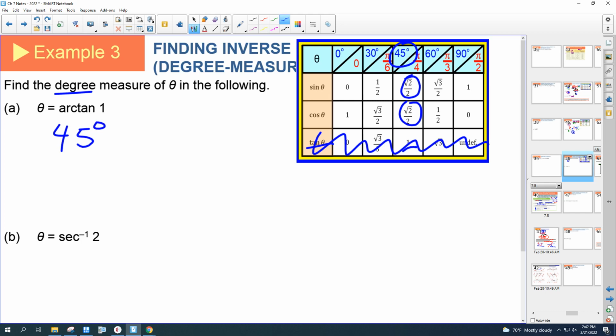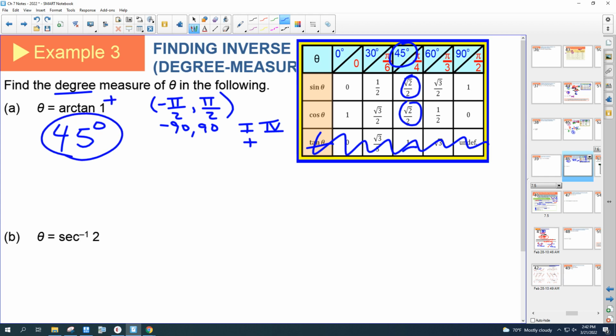All right, inverse tangent is defined from negative pi over 2 to positive pi over 2, or since we're in degrees, we can say from negative 90 to positive 90. But we know it's defined in quadrants 1 and 4. This positive value right here just tells me to look in the first quadrant. It is 45, and that's all I'd have to do there.